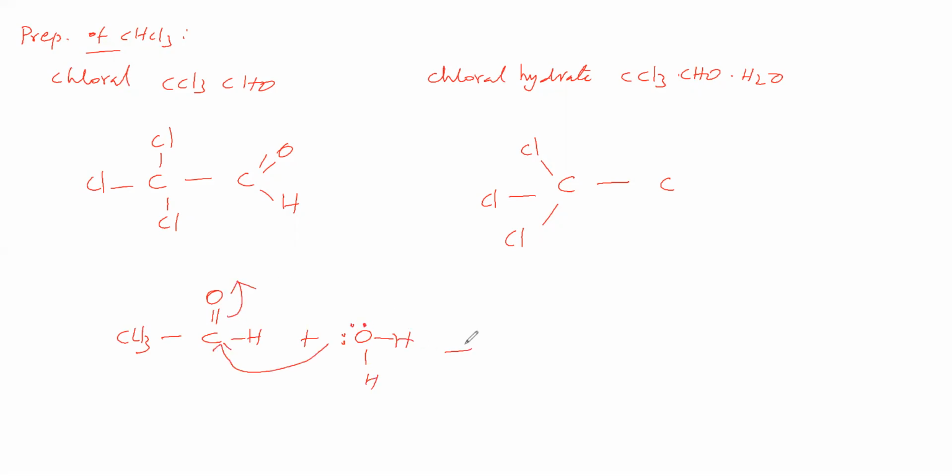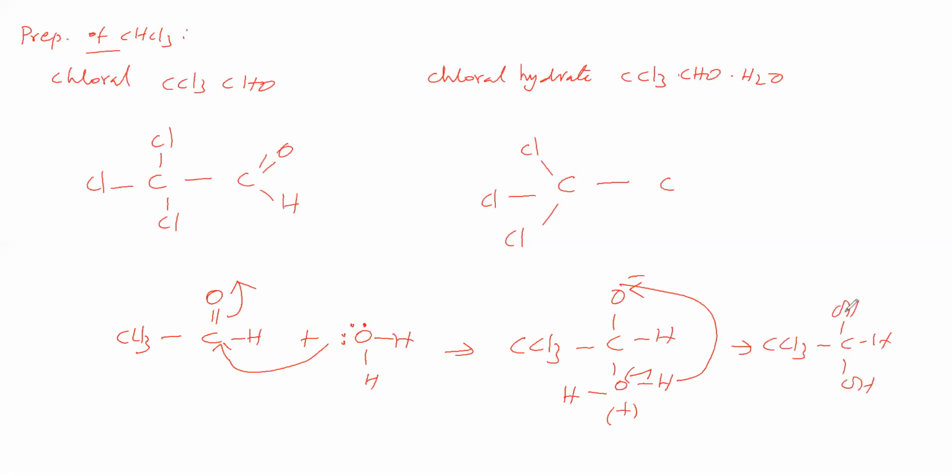This bond is migrating. Therefore, we will get CCl3, C, this O minus, this H, and water. This oxygen has a positive charge. This bond is migrating and H plus goes to this place. Therefore, it becomes OH. So we get CCl3, CH, with one OH and another OH. This is chloral hydrate. So, how chloral hydrate is formed, we got an idea.